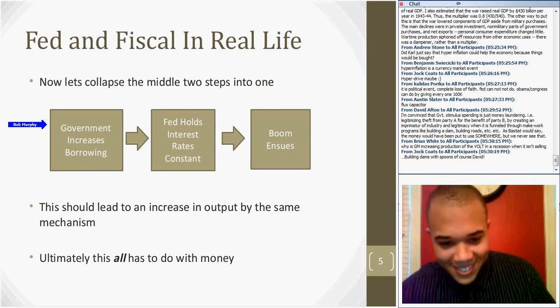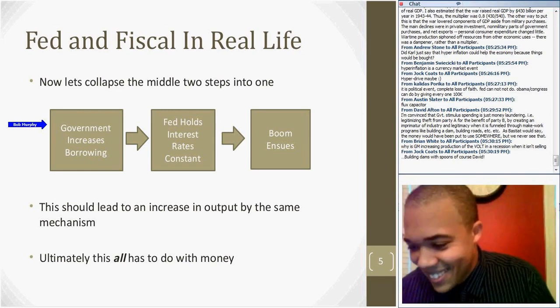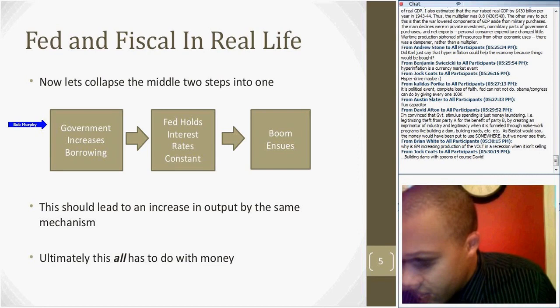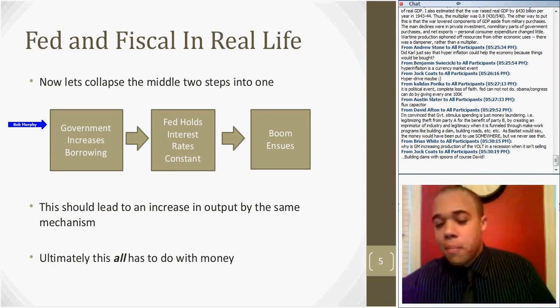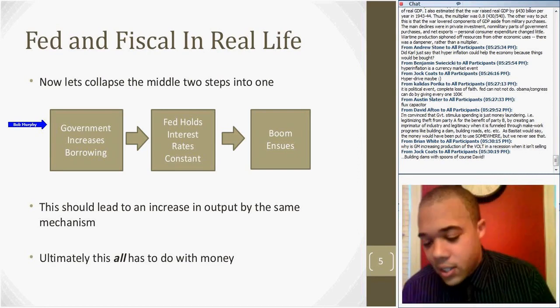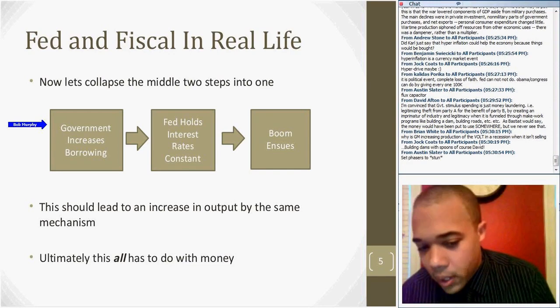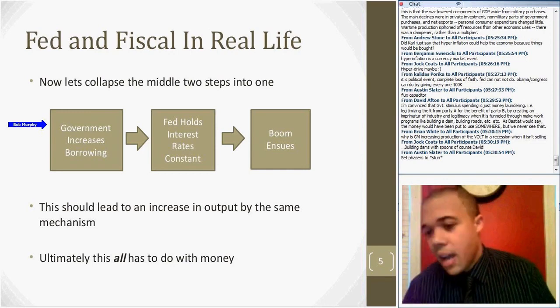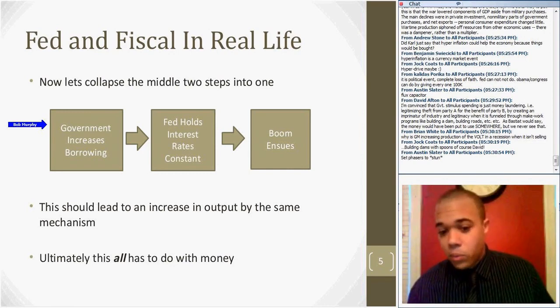Okay, Sag Okadigbo asks, do you accept Say's Law? So Say's Law is that supply and demand, or sometimes it's said that supply creates its own demand, because anyone looking to sell something is only looking to sell something if they in turn want to buy something. I think in general, that's a good way of looking at the economy.